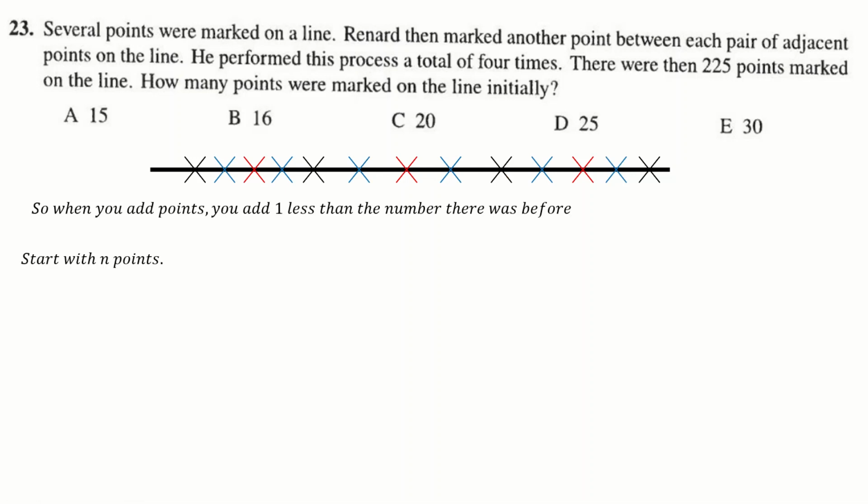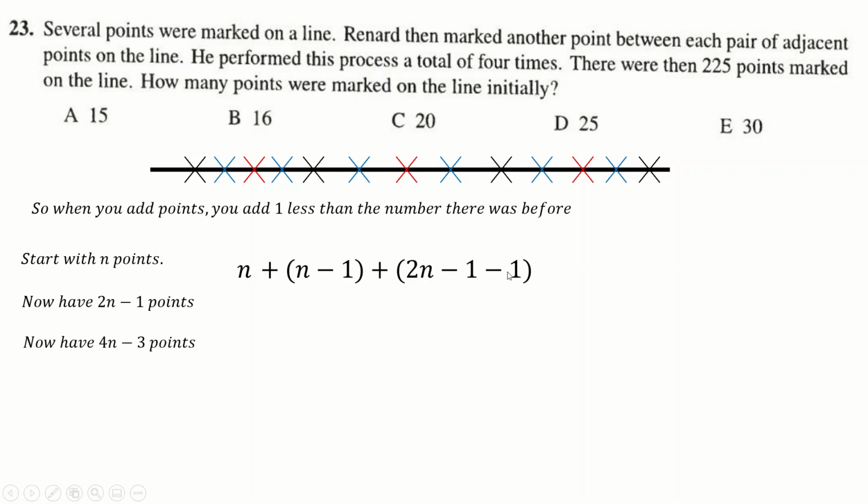So let's start with n points. When we do this adding points in, we add in another n minus 1. So that's starting with n points, we add in n minus 1 in between. But now we have 2n minus 1 points. So we're going to add in 2n minus 1 minus 1. And we're going to add in the number of points that we are currently sitting on minus 1. But now we have 4n minus 3 points. So we're going to add in 4n minus 3 minus 1. And we continue in this vein.